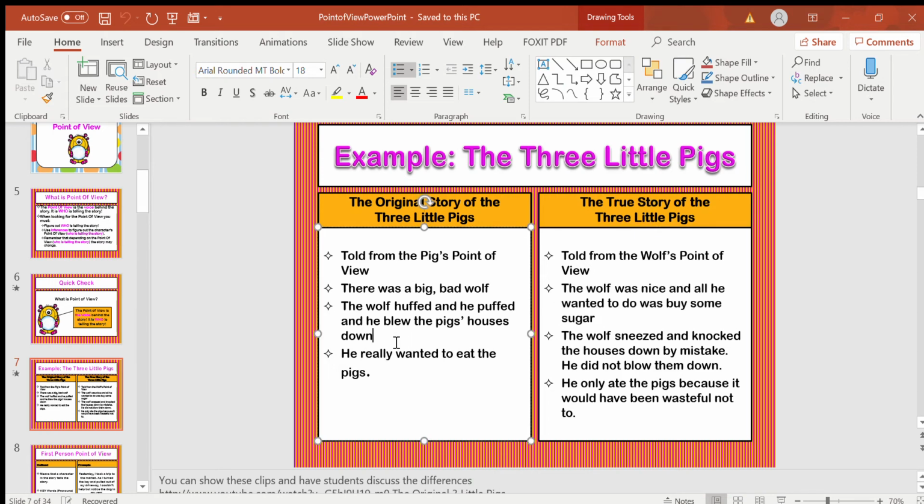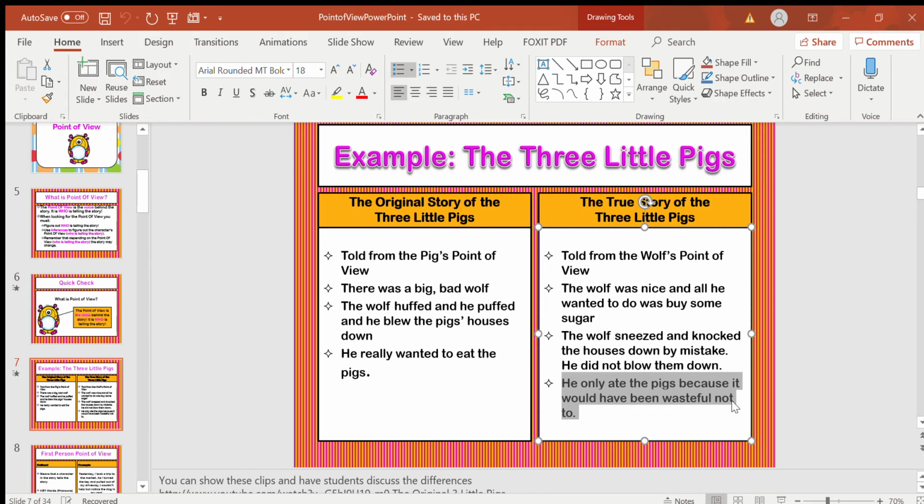Okay, the wolf huffed and he puffed and he blew down the pigs' houses. That's according to the little pigs, that's what happened. But when the wolf told the story, did he really intentionally mean to blow down the house? No. The wolf sneezed and he knocked the houses down by mistake. He did not blow them down. Remember, he said he had a terrible cold and then he sneezed and it accidentally blew the house down. And then over here, he really wanted to eat the pigs. That's what the pig said. But the wolf said, well, no, I only ate the pigs because it would have been wasteful not to.